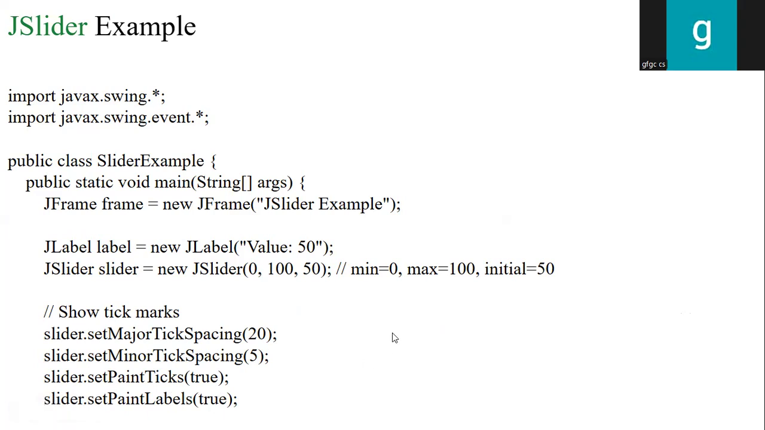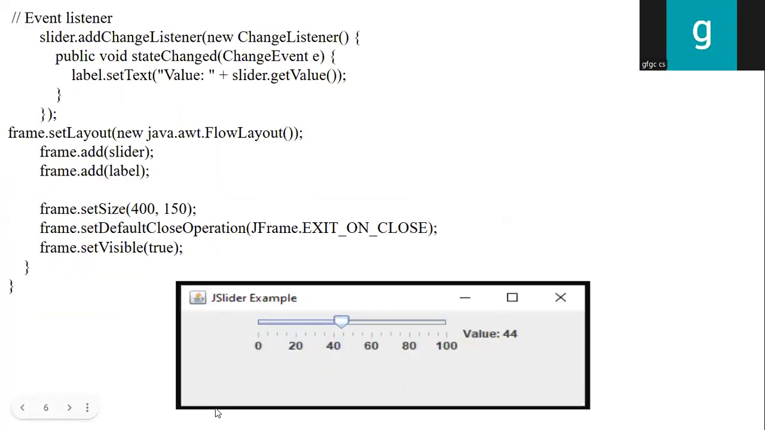When I move the slider from left to right, the color of that slider should change. setPaintLabels true. Okay, labels should also appear in that particular program. Here is the output for that.